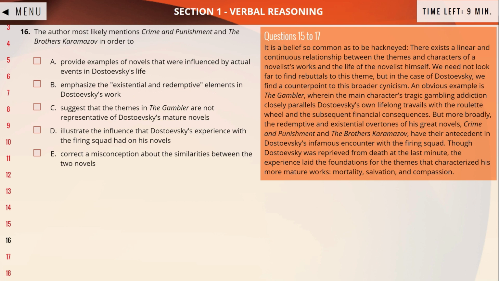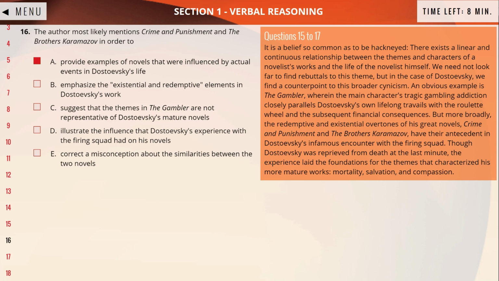The author most likely mentions Crime and Punishment. So let's think to ourselves before looking at the answers. The reason he mentioned that is to say that basically all of those themes, not just examples, but themes, come from something that happened in his life. That's why the author mentions those two things. There you go. Just exactly what I said.